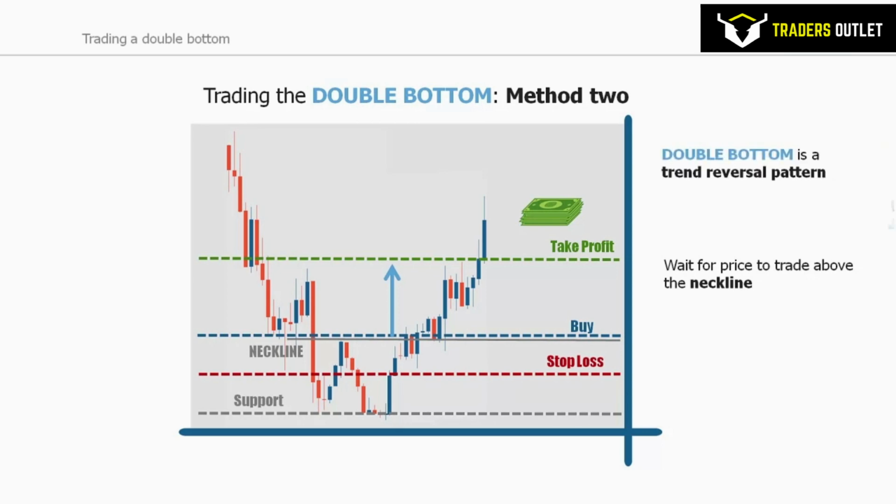Remember that the double bottom pattern is a trend reversal pattern, and as such, it should be looked for after a downtrend has been established.